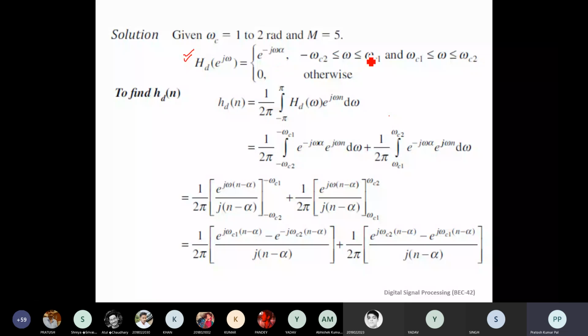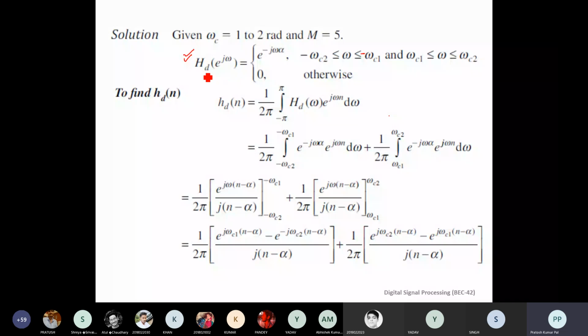It will be magnitude only when the frequency is ranging between omega c1 and omega c2, and this will be minus, so between minus omega c1 to minus omega c2. Otherwise it will be 0. This is how the magnitude response should be given.